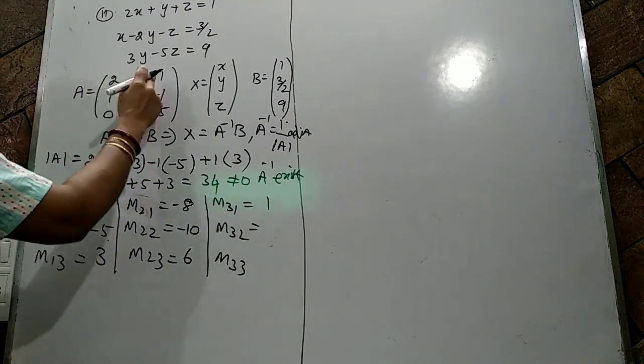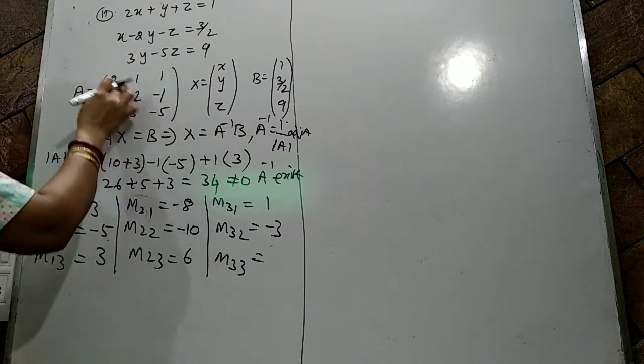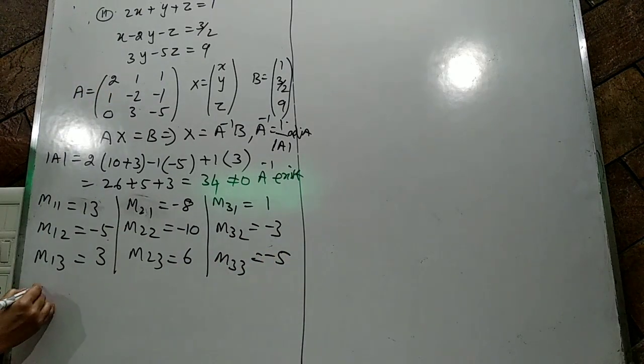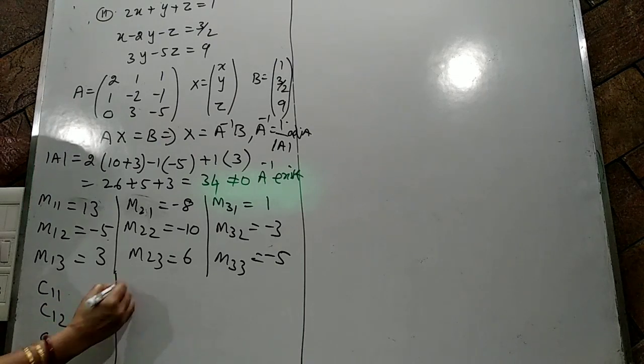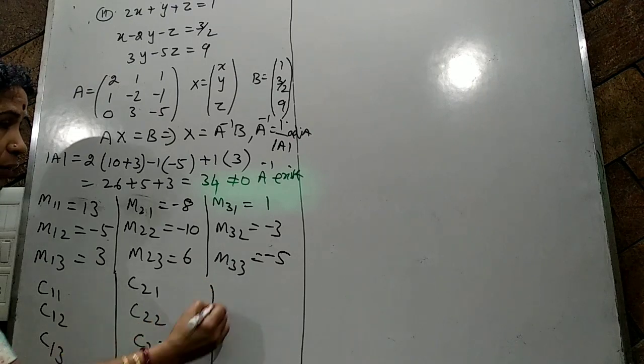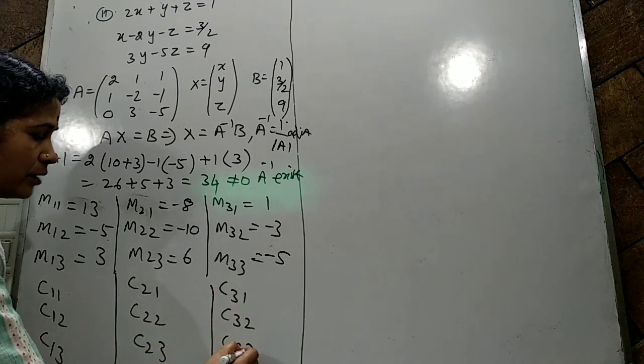Then 3, 2, minus 2, minus 1, minus 3. I told you how to check the calculation. 3, 3, minus 4, minus 1, minus 5. Now I will find the corresponding cofactors C11, C12, C13. Then here we require C21, C22, then C23. Then here we require C31, then C32, then C33.